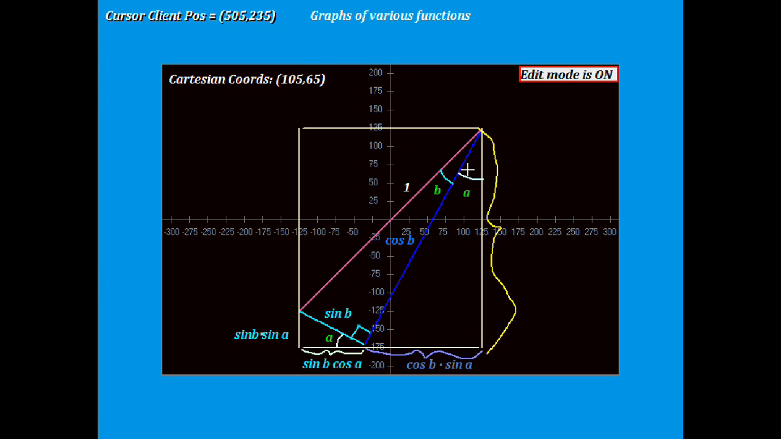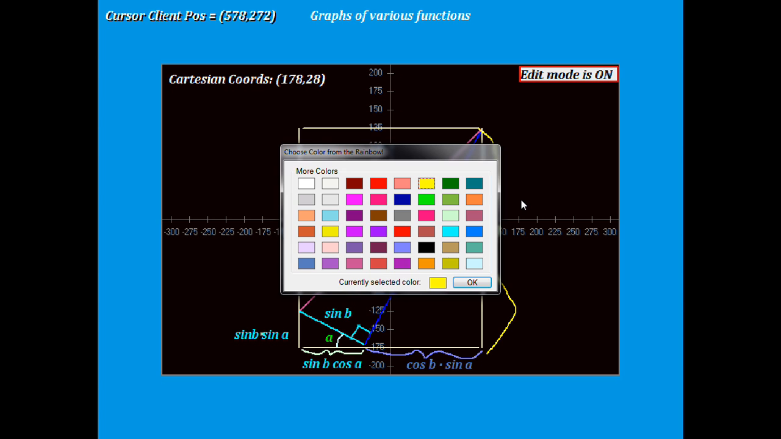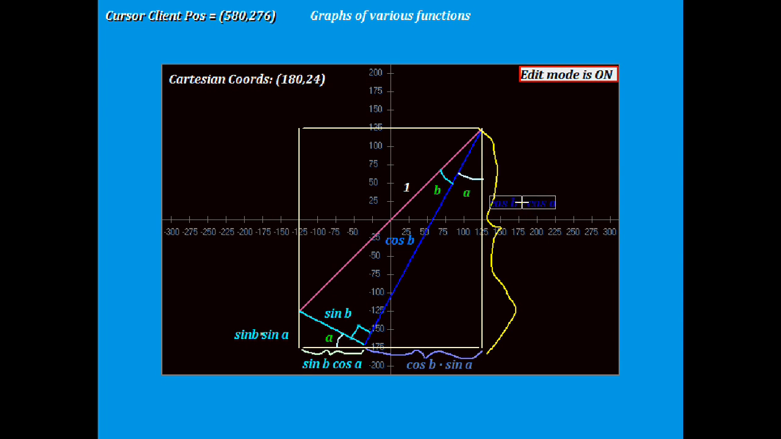This length here is the cosine of this height for this hypotenuse and this angle. So that's cos B, cos A. And that will be dark blue, I guess. Oh no, yellow. Yellow.